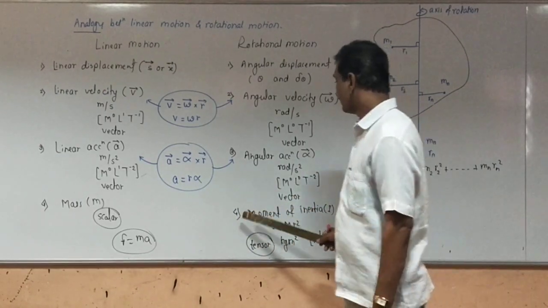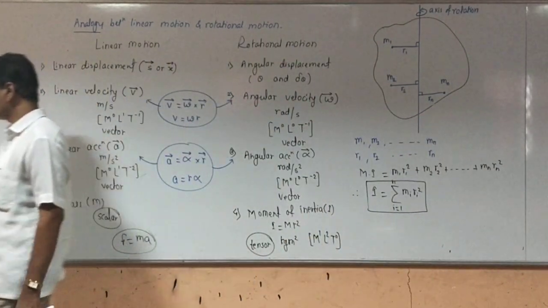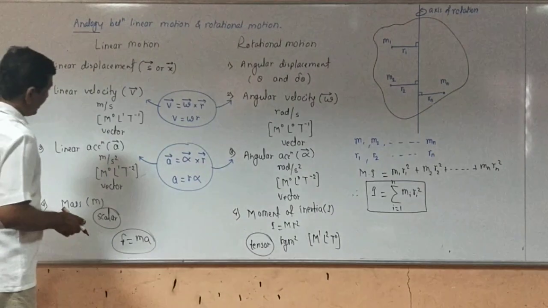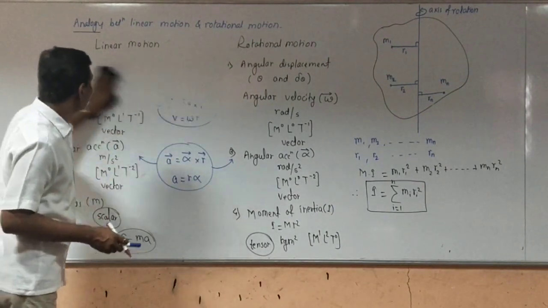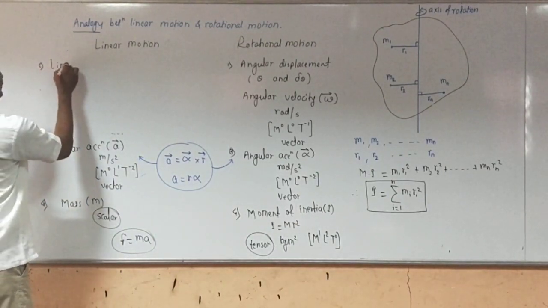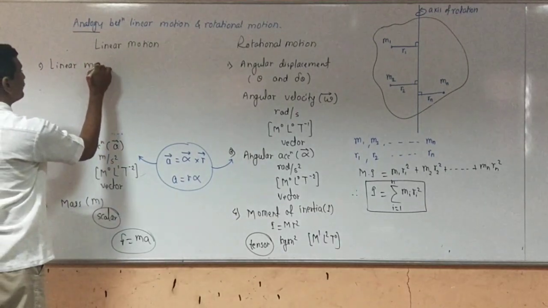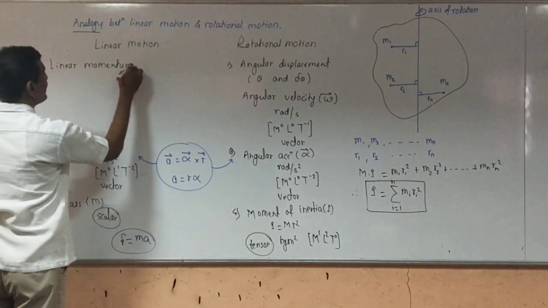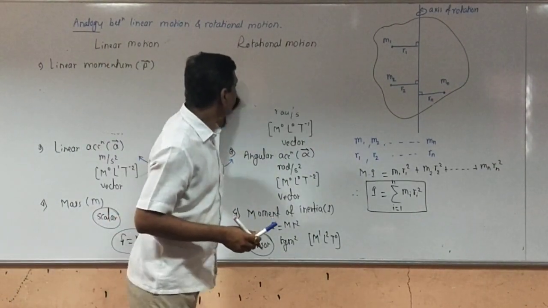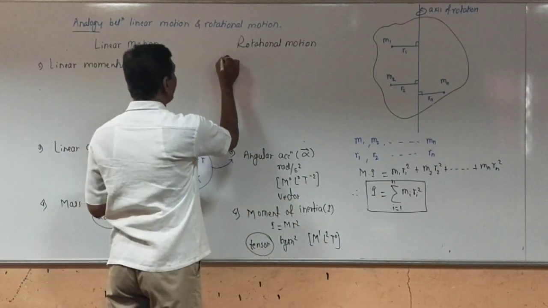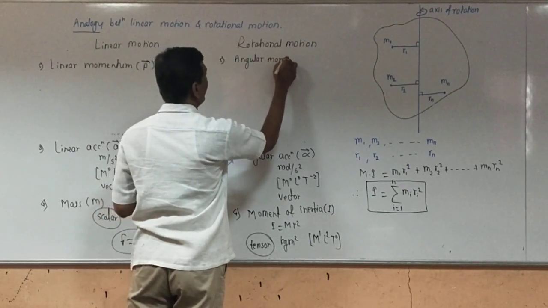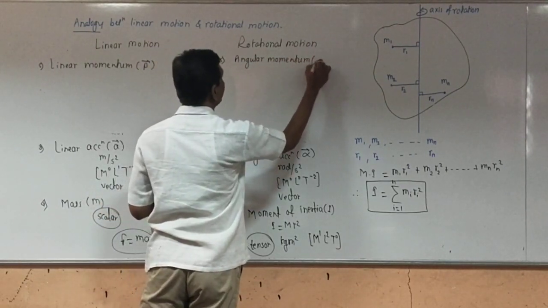So this is the fourth physical quantity which we consider between linear motion and rotational motion. Now we consider the fifth physical quantity. In case of linear motion, we consider the linear momentum, denoted by the symbol P. And the physical quantity analogous to the linear momentum is the angular momentum, denoted by the symbol L.